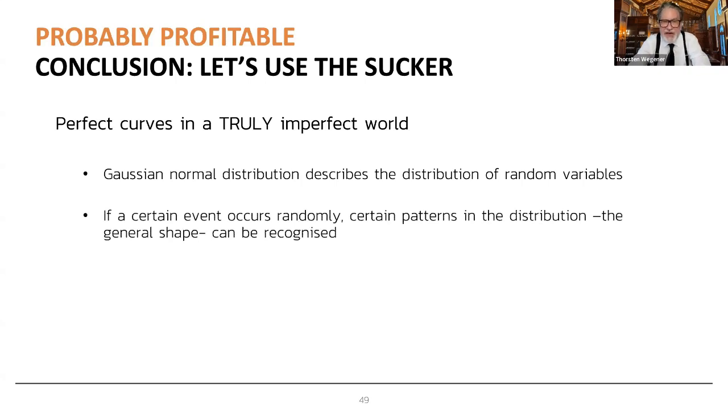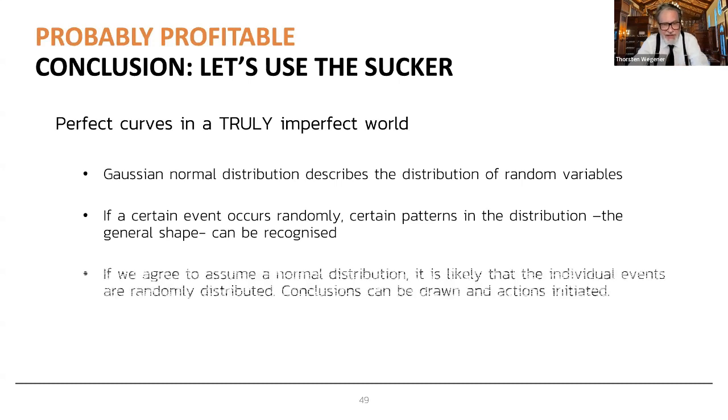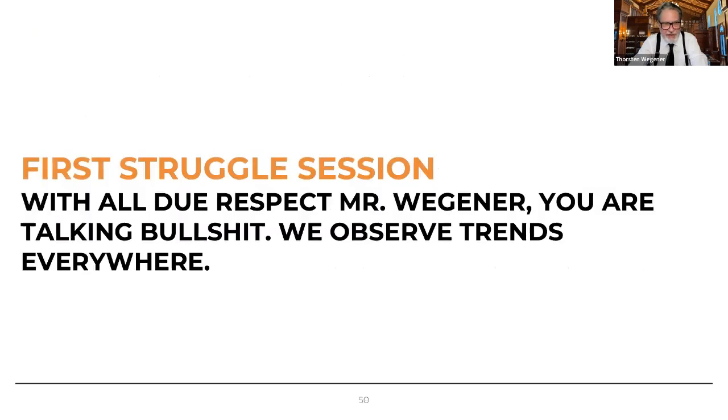And if a certain event appears randomly, certain patterns in the distribution, the general shape, can be recognized. It might be fatter, it might be smaller, it might be higher, it might be lower, but we can see that there's a bell curve. And if we agree to assume a normal distribution, it is likely that the individual events are randomly distributed. Conclusions can be drawn and actions initiated from it.